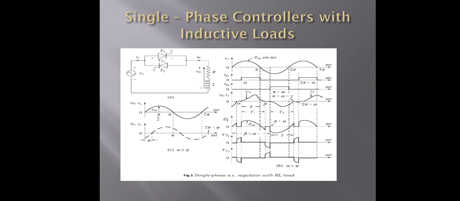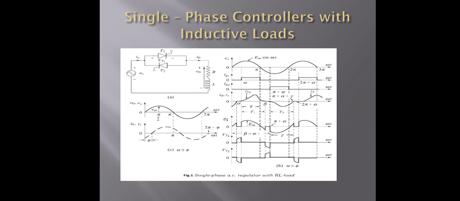Now next is the single phase controller with inductive loads. See here the diagram. It uses two thyristors and an RL load, that is a resistor and inductor load. Then the input signal is applied. Here are the current and voltage waveforms of the AC regulator with RL load.